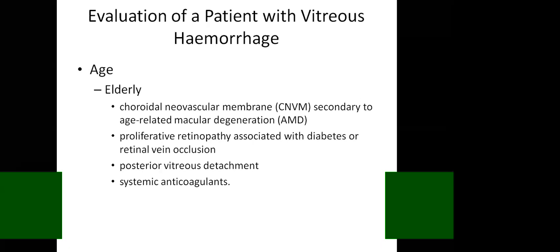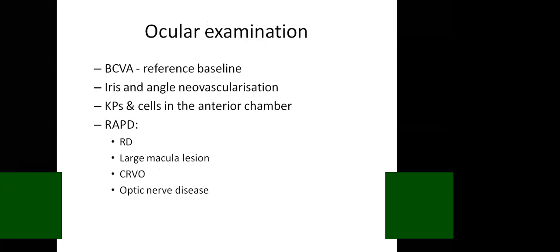Again, you want to think of proliferative retinopathy, vein occlusions, and diabetes. A PVD, again, pulling on a retinal vessel can cause vitreous hemorrhage, systemic anticoagulants, and all the other causes that we discussed. So when you come to the ocular examination, you want to take a best corrected visual acuity as your baseline.